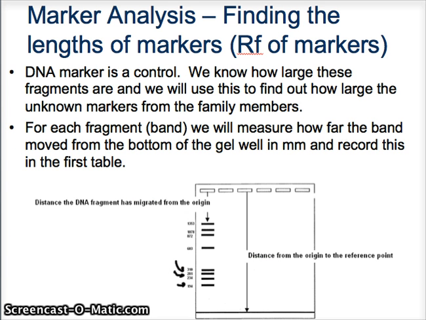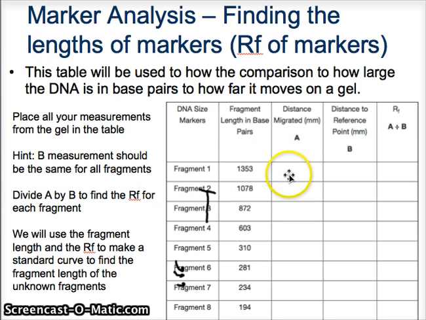All right, so if we go back to this, now we need to find out the RF value. The RF value is basically just a ratio of how far the DNA moved. So for each band, you're going to measure from the bottom of the gel. That's why you have to print this out on paper. You're going to measure down to the first band, and you're going to write that measurement in millimeters on your table under letter A here. So whatever this turns out to be, you're going to put that there.